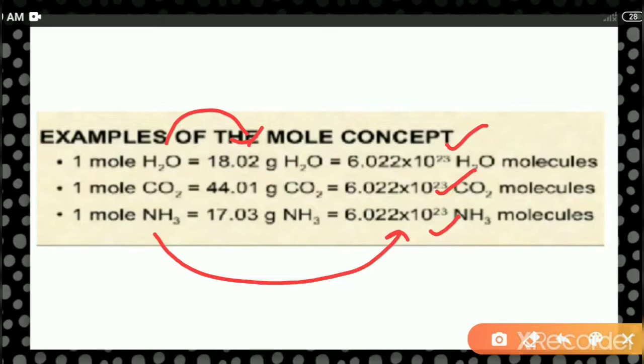So when you find the mass of 1 mole of water, it is approximately 18 gram. For carbon dioxide, approximately 44 gram. For ammonia, approximately 17 gram. These are actually called the molar mass. Molar mass is the mass of 1 mole of a substance. So let us define what a molar mass is.